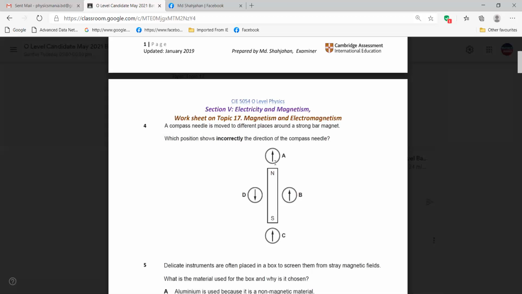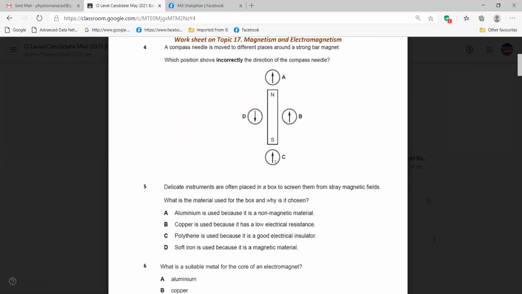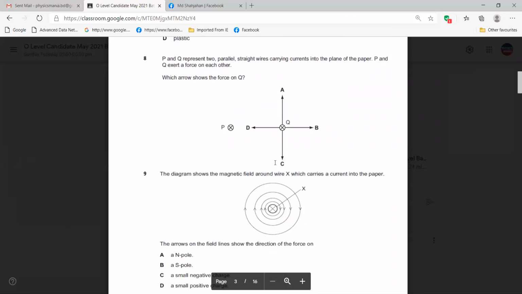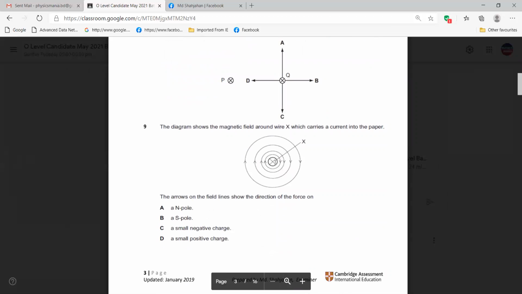Is it clear now? Completely clear, completely satisfied, right? Now here we are using that rule only, the one we just discussed, that field lines start from the North Pole and go into the South Pole. So the arrow is always showing us the North Pole, right? The arrow is representing the North Pole direction. Is it clear now? Yes.